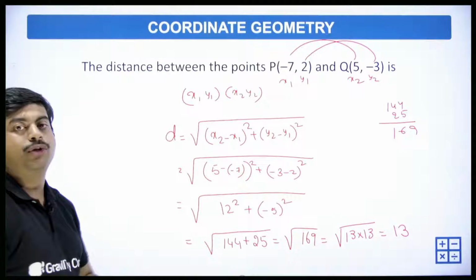In a rectangle, both the diagonals are equal in length. Both the diagonals are equal in length. So just try to find what is the distance between A and B. You will get the length of the diagonal.